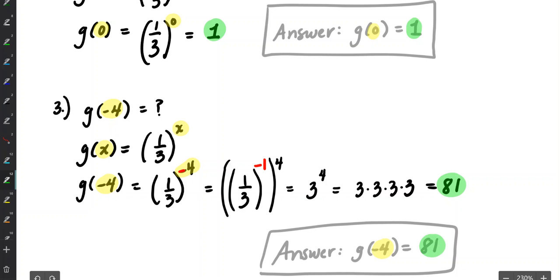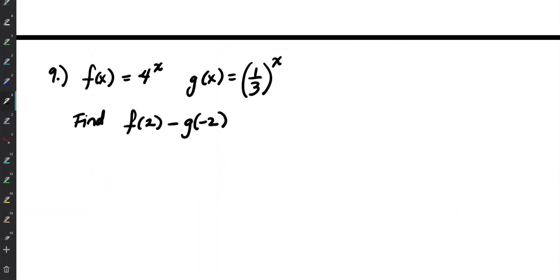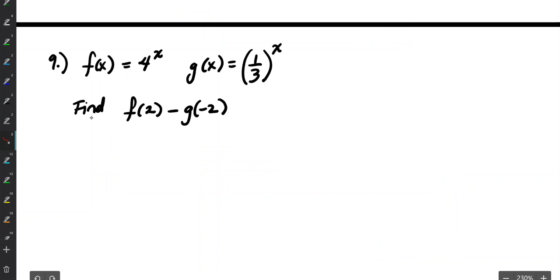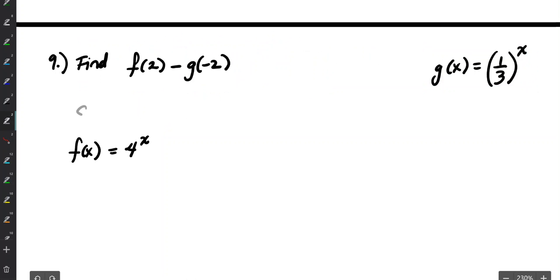Okay, I want to do one more. All right, we're going to do the last one here. We're going to do 9. We're going to find f of 2 first. We're going to find G of -2 next, and then we're going to subtract them. And if you want, you could do this with some scratch. Maybe we'll do that. So some scratch.